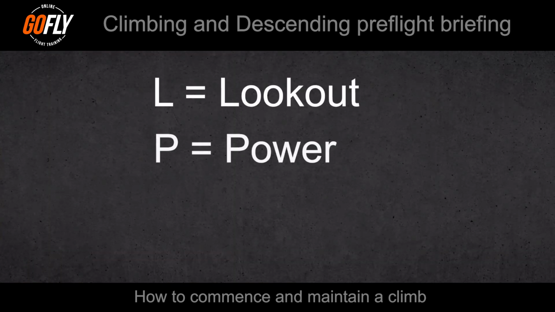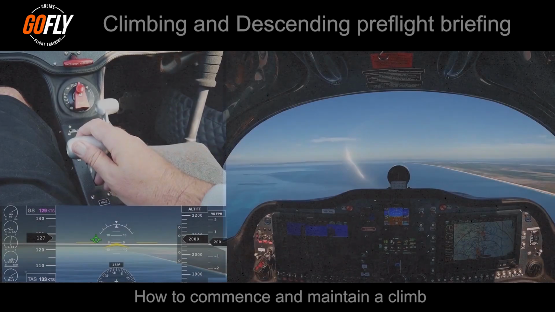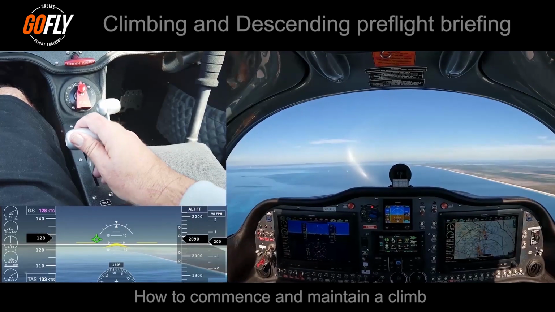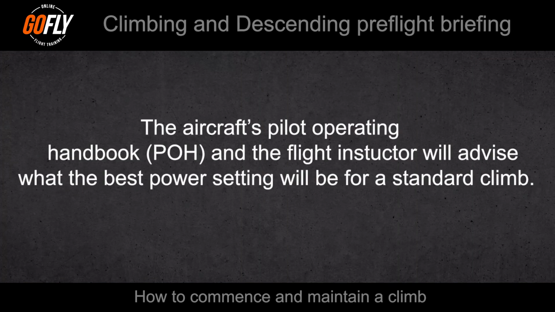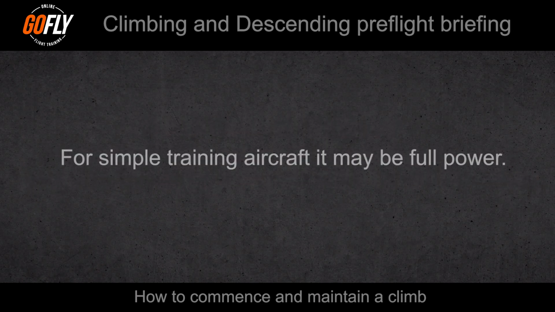P is for power. Once we have confirmed the airspace is clear, we then increase our power. The aircraft's Pilot Operating Handbook, or POH, and the instructor will advise what the best power setting is for a standard climb, although in many simple aircraft this may be full power for all climbs.